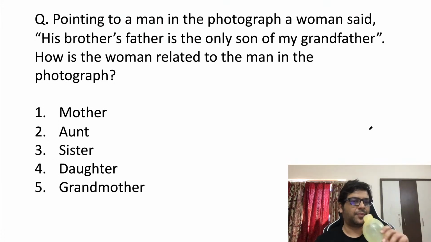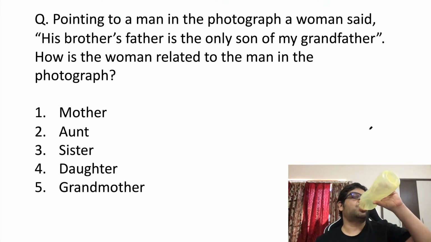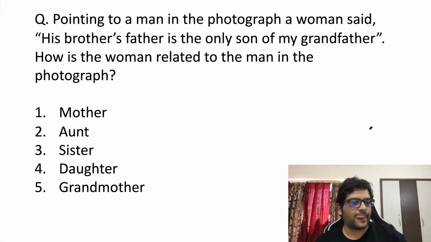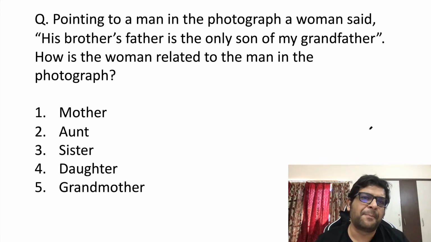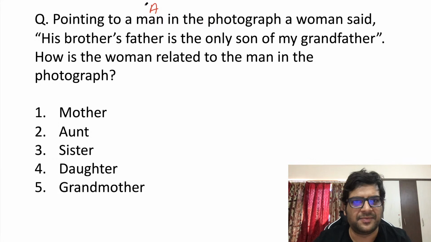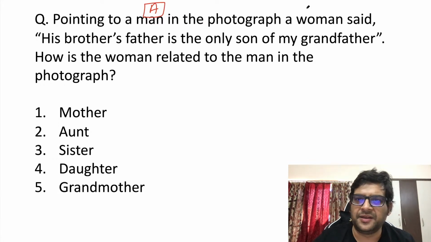Let's try the next one. Same idea. This time you have options. So which option will it be? Pointing to a man in the photograph, a woman said. Pointing to a man, so let's say A is the man in the photograph, the woman is saying, so B is the woman. Start from the end, son of my grandfather.